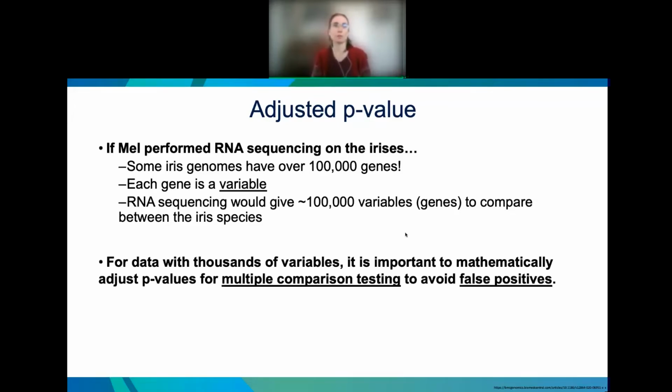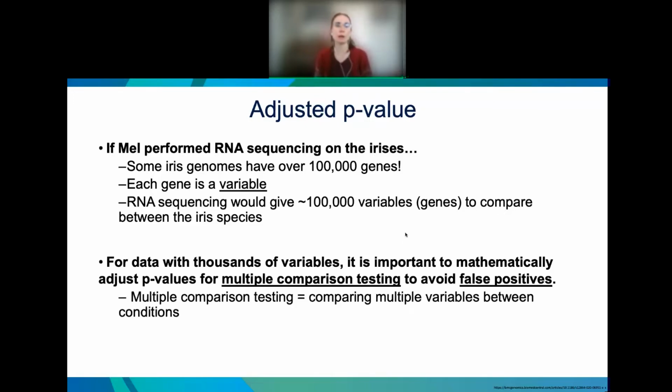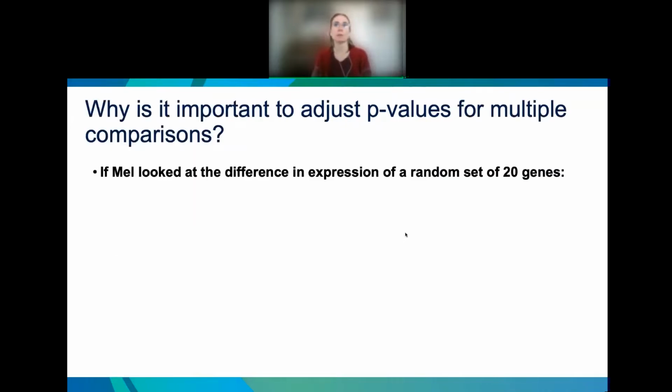So for data sets like this, where we have thousands of variables and we're interrogating each variable as its own hypothesis, it's important to mathematically adjust our p-values for what's called multiple comparison testing to avoid false positives. So what do I mean by that? Multiple comparison testing is comparing multiple variables between conditions. And why is this important? Well, let's do a thought experiment. Let's say Mel looked at the difference in expression of a random set of 20 genes.